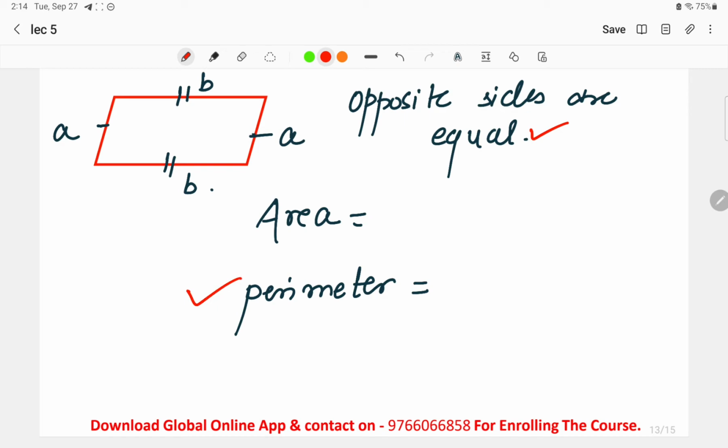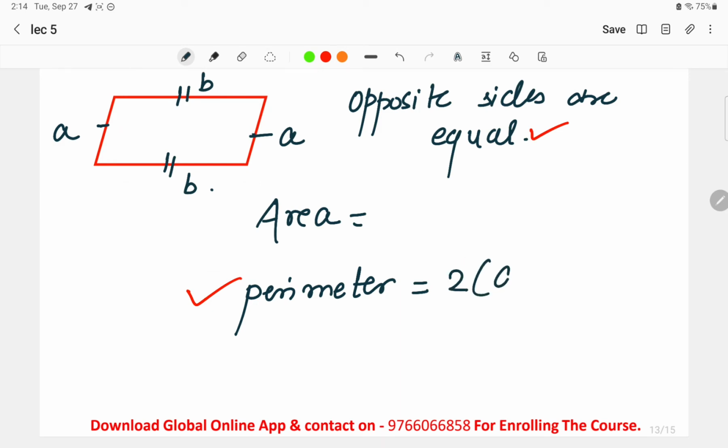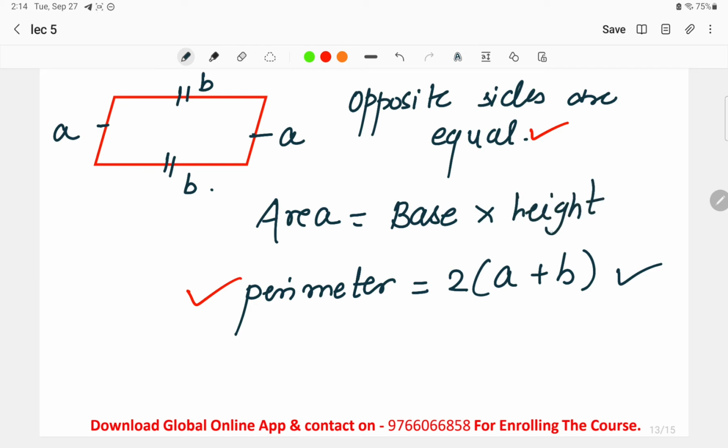Now what will be the formula for the perimeter? The boundaries, as I told you, there are two a's and two b's over here, so the formula will be 2 into a plus b, similar to the formula for the rectangle. Now to find the area, the formula is area equals base into height. You might be confused about where the height comes from. This is the height that they have taken over here. This is 90 degrees, so this is the height that they take in the case of the parallelogram.